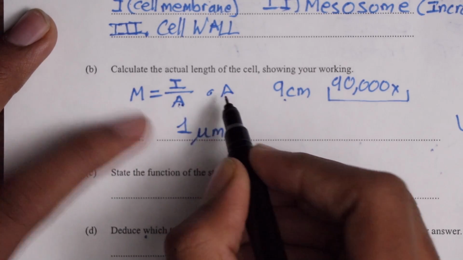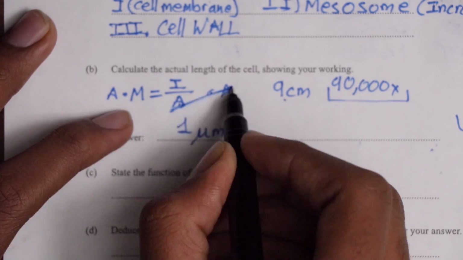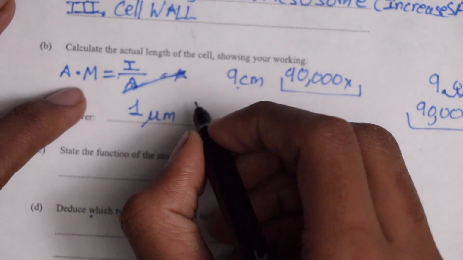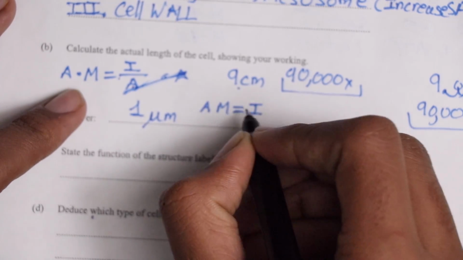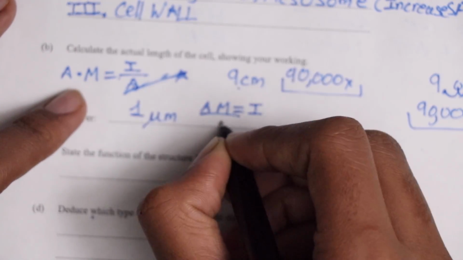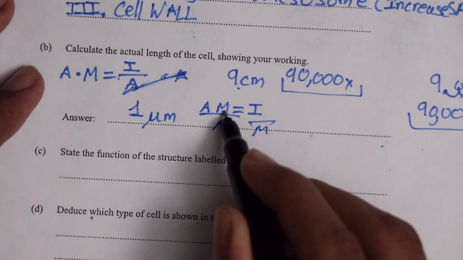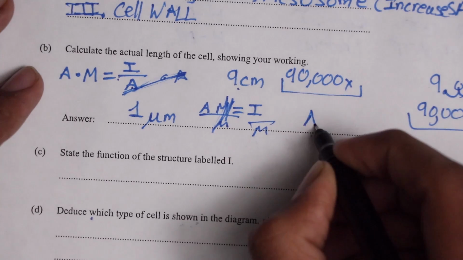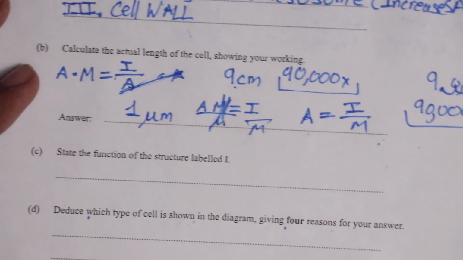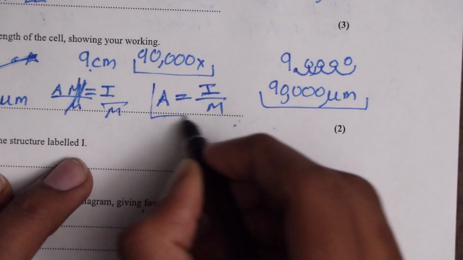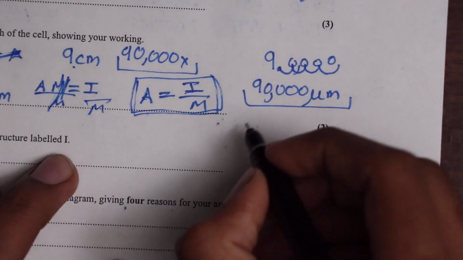So, let's multiply it on both sides. This cancels out. And then we're left with A times M equals I. We're not looking for I, we're looking for A. So, let's divide by M on both sides. This cancels out, and then we're left with A. So the actual equals the image over the magnification. This is the formula that we're going to want to use. Right there.